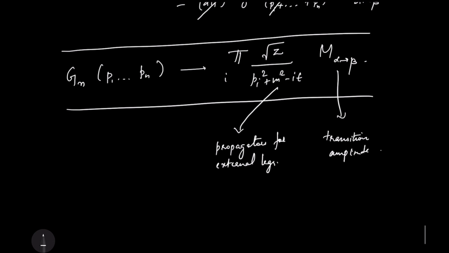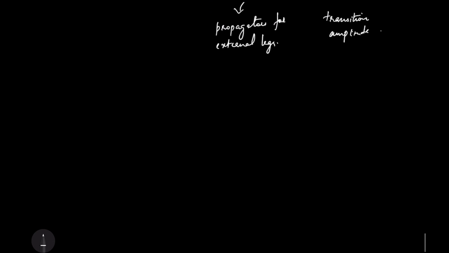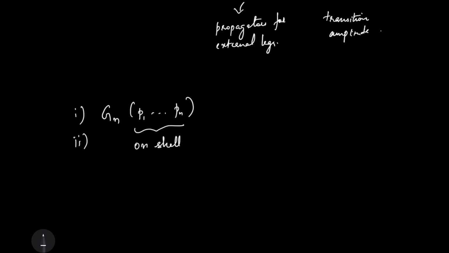To obtain the scattering amplitude M alpha beta, first you have to take the endpoint function, and then you have to take all the p_i's on shell, right? What do you mean by on shell? Initial momentum with negative roots and final momentum with positive roots, and then truncate all the external propagators.